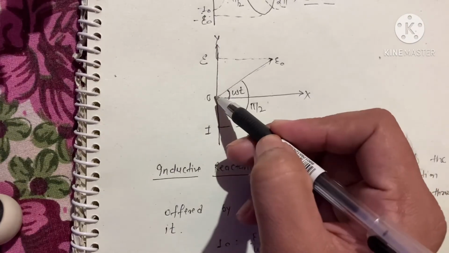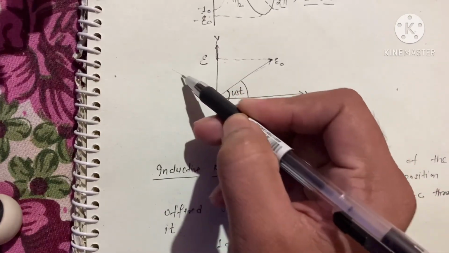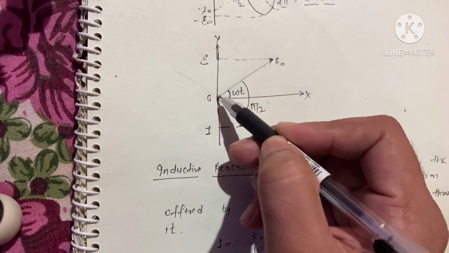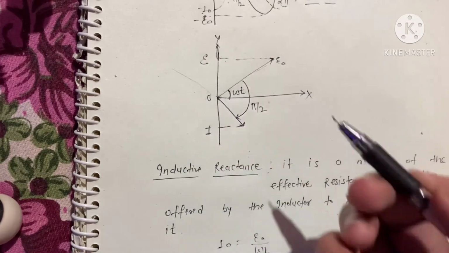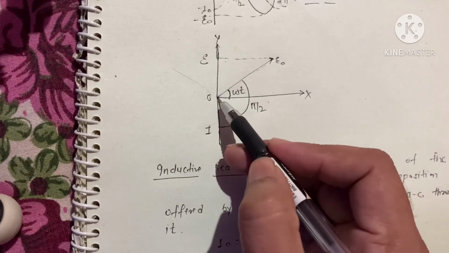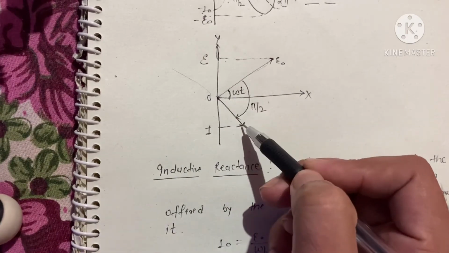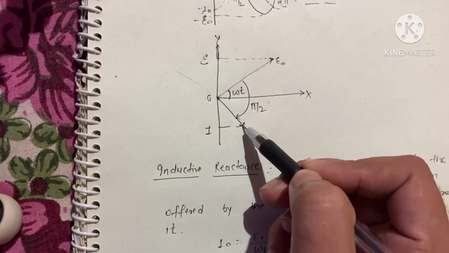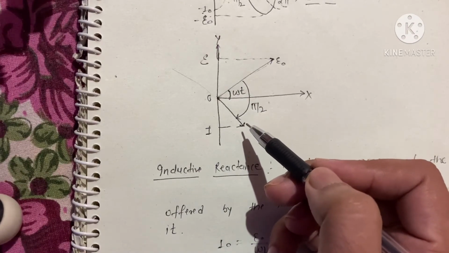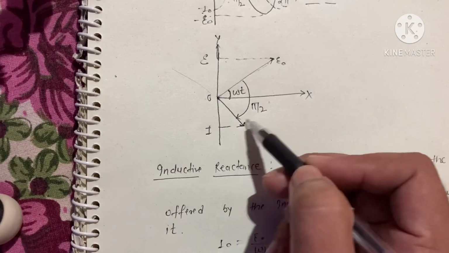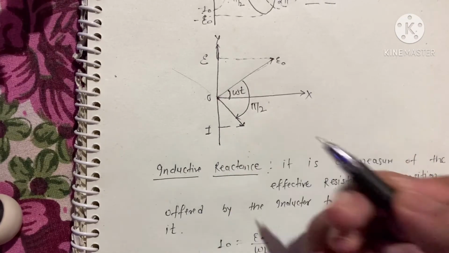Students, if I draw a line like this here, that also makes pi by 2, but we know that it is lagging. So for lagging, your current line should be here, and it should be smaller than EMF. It should be smaller than EMF, because we know that current is less compared to EMF. So this is your phasor diagram, that is your I.